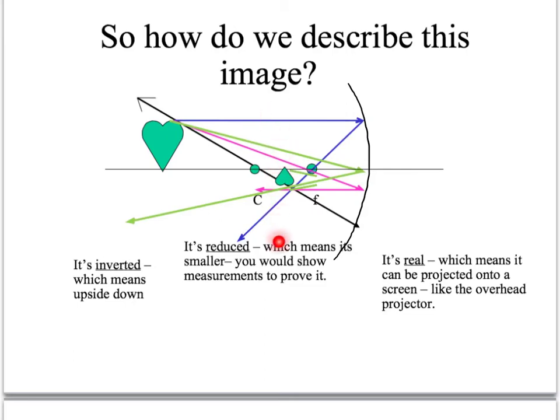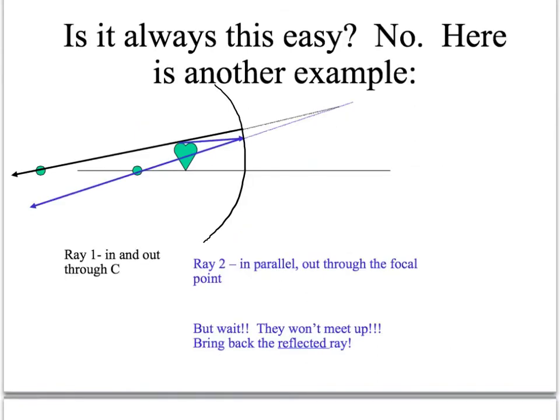And how do you think that projection would look? You're right. It'd be upside down. We're going to see that in class. Or we saw it in class, one of those two. Is it always this easy? No, because this is a concave mirror. Notice it's concave.